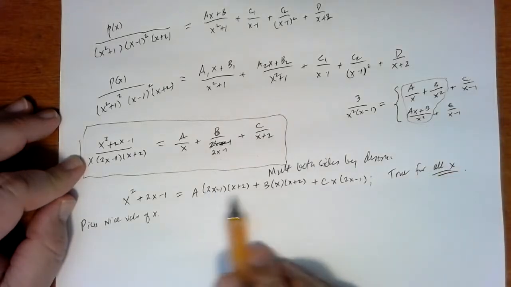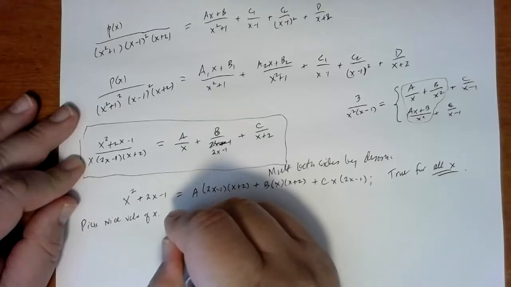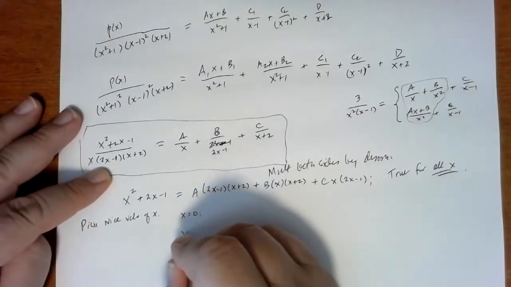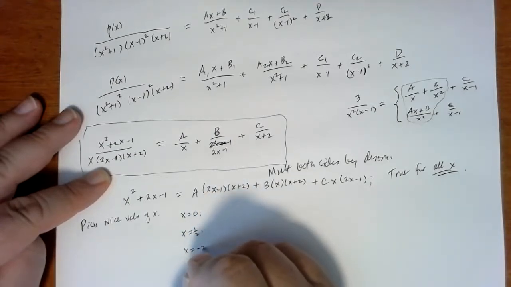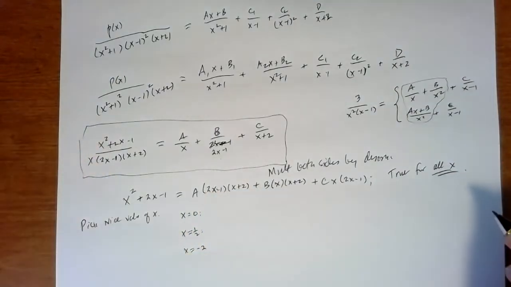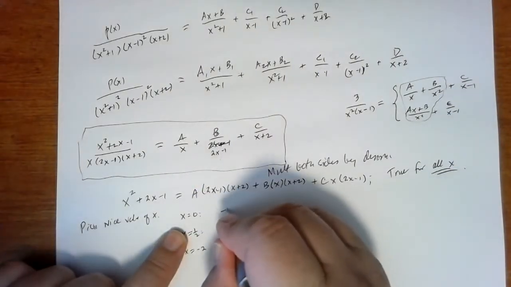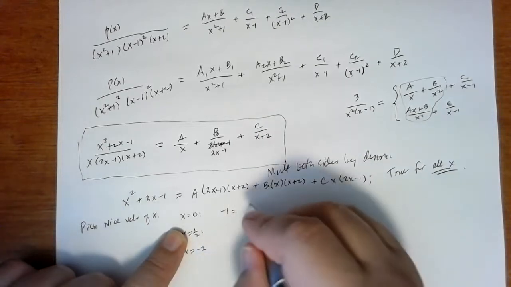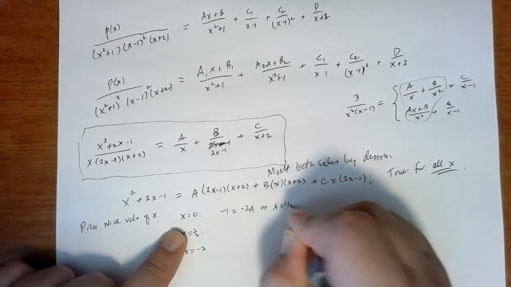Well, they're values of x that would zero out some of these terms. So x equals 0 would be a clear one. Maybe x equals 1/2 would be another one. And then x equals minus 2 would be the third. So if x is equal to 0, we would have minus 1 equals minus 2a. And so a is equal to 1/2.